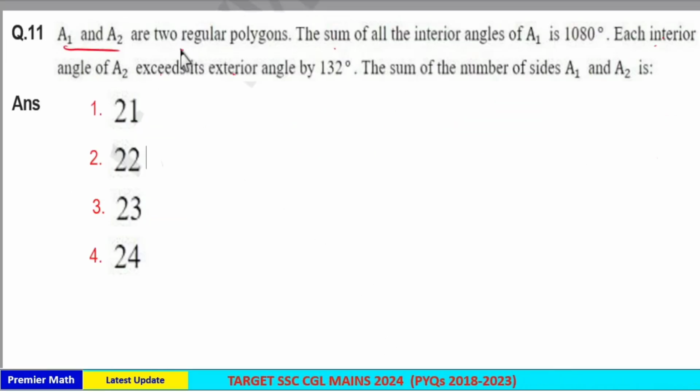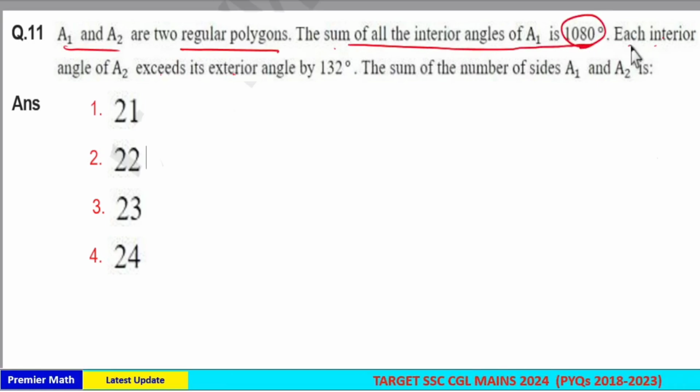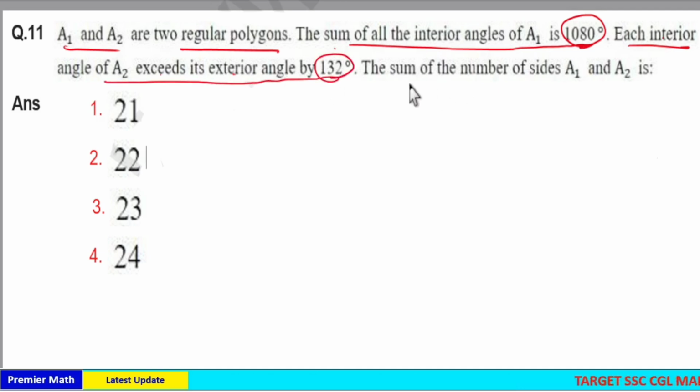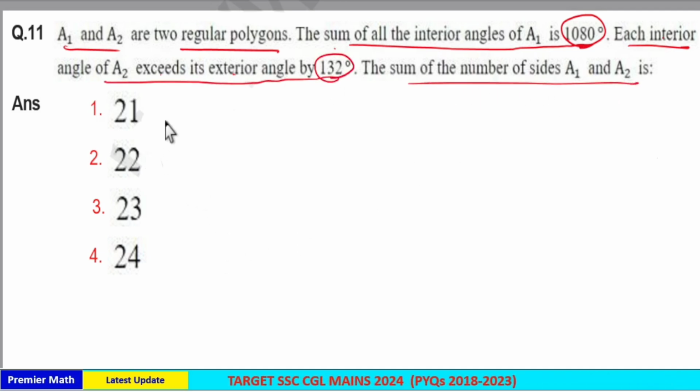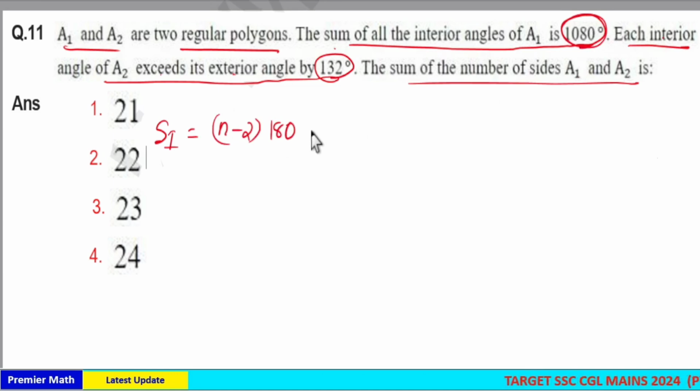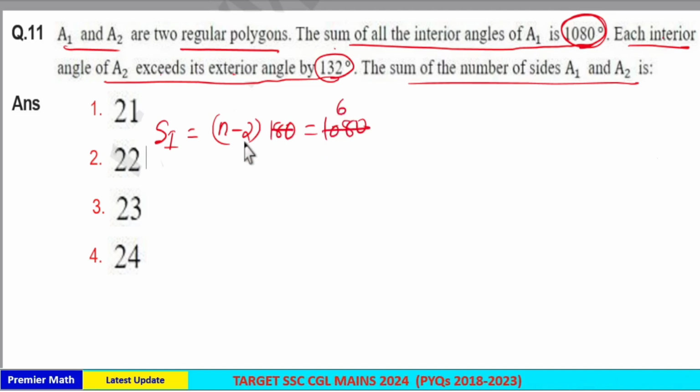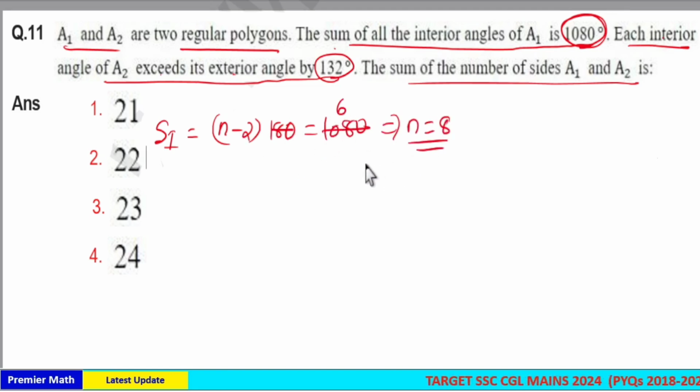A1 and A2 are two regular polygons. The sum of all interior angles of A1 is 1080. Each interior angle of A2 exceeds its exterior angle by 132 degree. The sum of number of sides of A1 and A2 is. Here, sum of interior angles of a polygon is n minus 2 into 180, and here sum of interior angles is given as 1080. 180 goes 6 times in 1080. N minus 2 is 6 means n is equal to 6 plus 2, 8 here for A1.